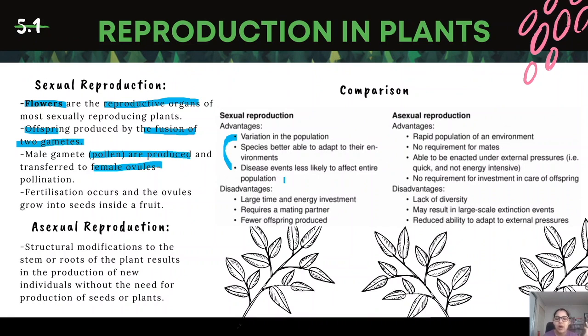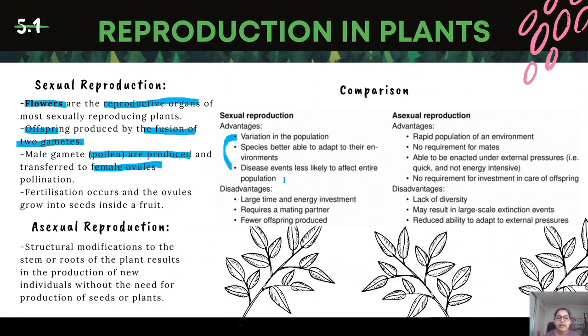So that's why sexual reproduction is advantageous, because of that diversity that comes naturally. The disadvantages are definitely it takes a large time and energy investment. It requires a mating partner, and fewer offspring are produced.